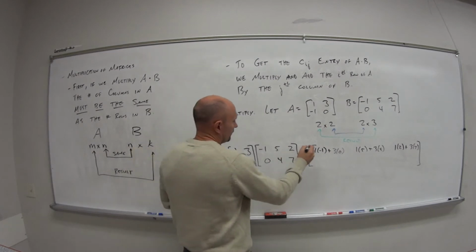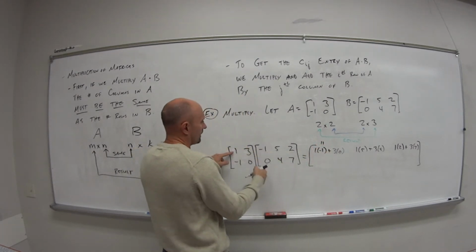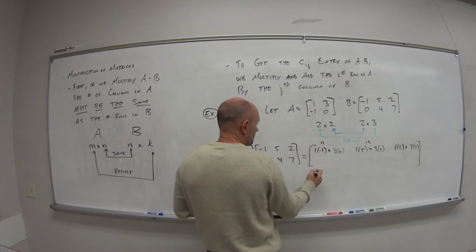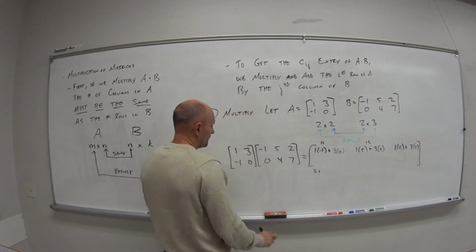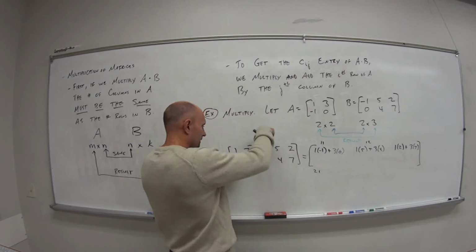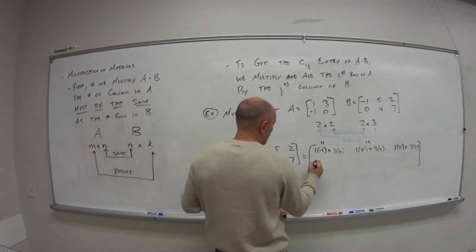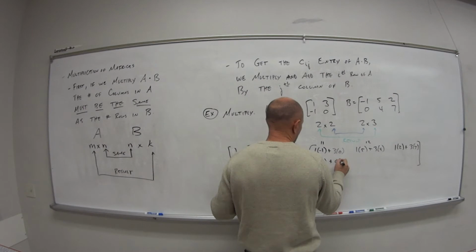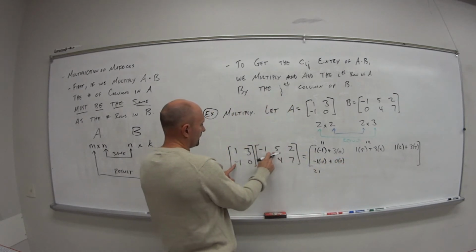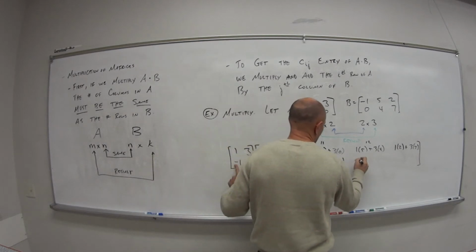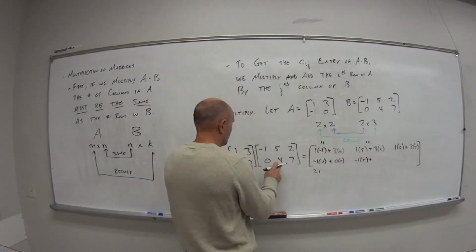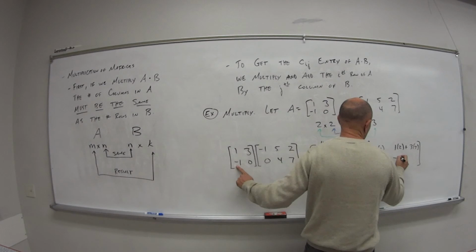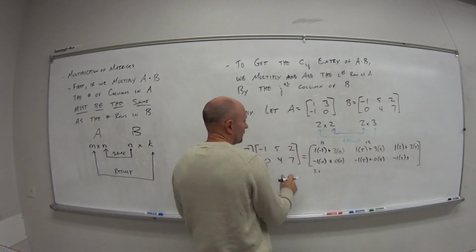Now do the same. So this was the 1, 1 position, so it's row 1, column 1. This is 1, 2, row 1, column 2, and so forth. So now that I need the second row, first column, I need the second row of A, the first column of B. So negative 1 times negative 1 plus 0 times 0. Do it again, move over to the next column. Negative 1 times 5 plus 0 times 4. And then lastly, negative 1 times 2 plus 0 times 7.